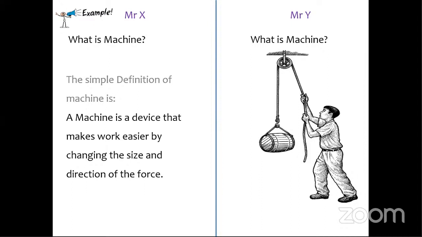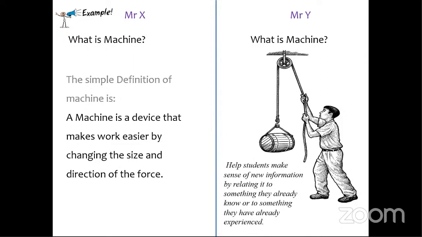Now he is pulling. Okay, so this picture memory is a long-term memory. So he will always remember this picture, and he can correlate this picture with the definition. So that indirectly you are making him aware of what exactly is meant by a machine. It helps students make sense of new information by relating it to something they already know, or to something they have already experienced. That is very, very important.